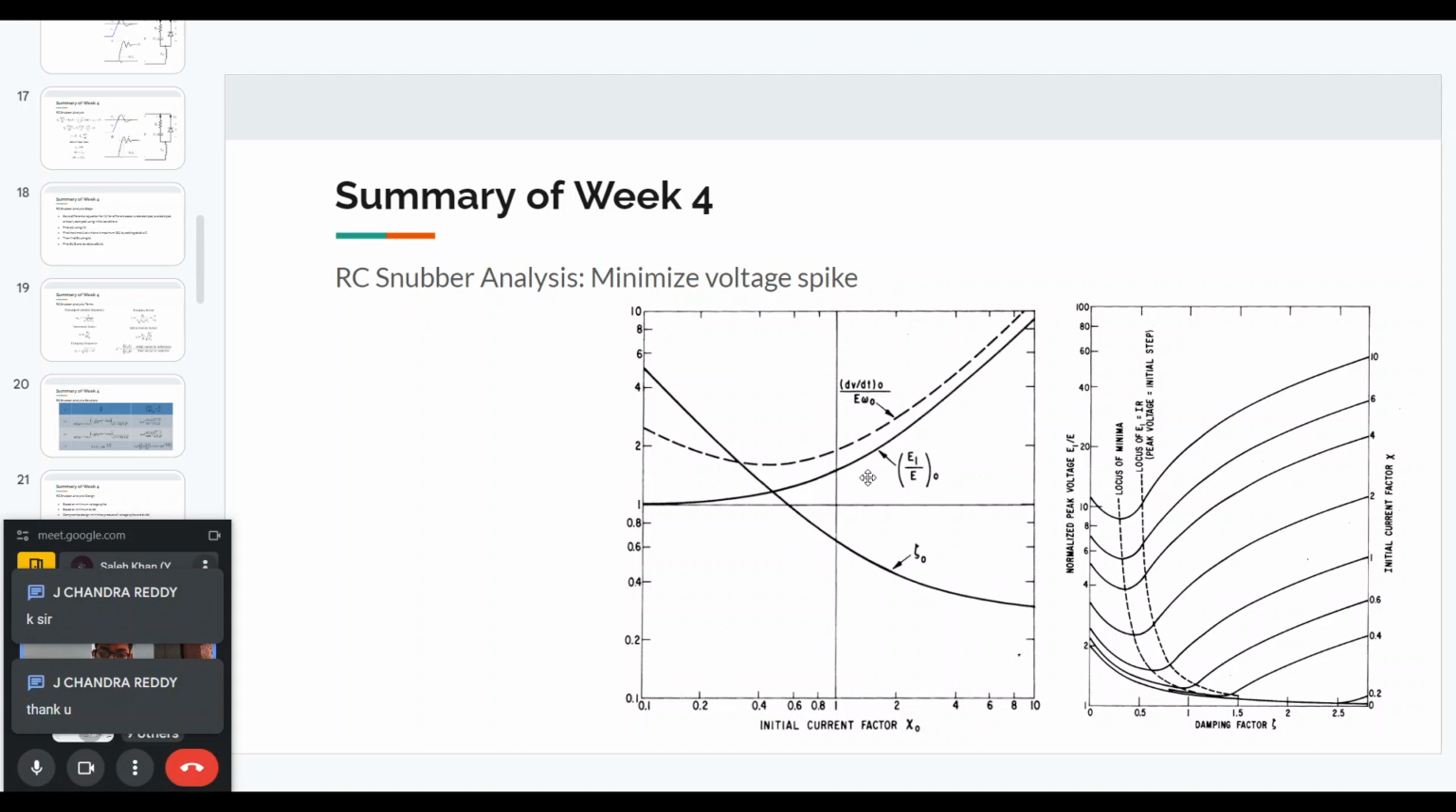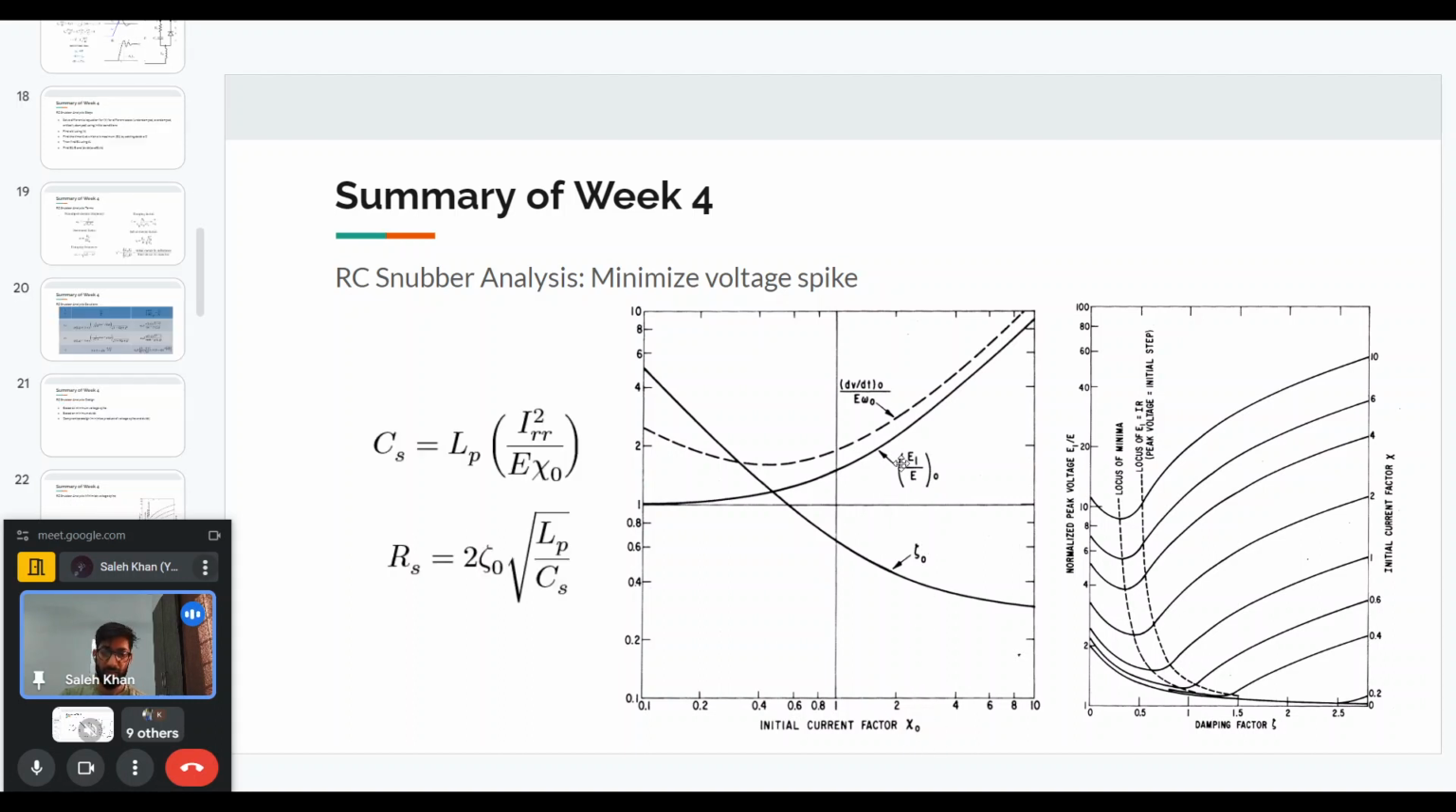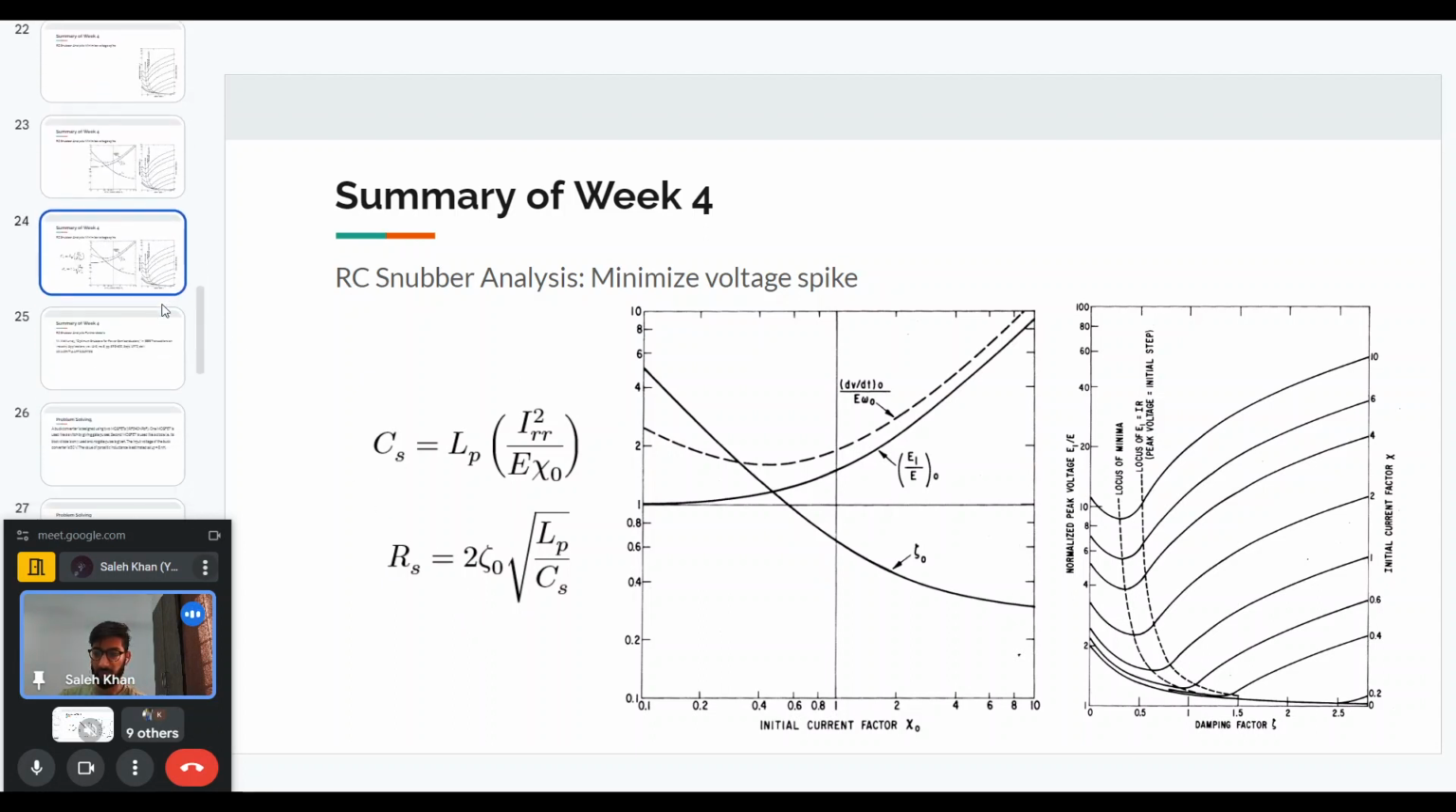Basically, if you want to minimize the voltage spike, you have a particular value of E1 that you want to limit your voltage spike to, then you can find E1 by E. Based on this graph, you can find the value of chi and zeta. And once we have the values of chi and zeta, we can use these expressions to find CS and RS. So this was basically the summary of the course.